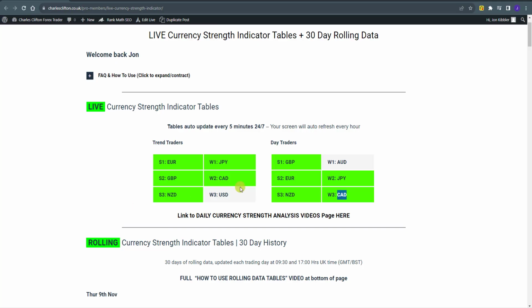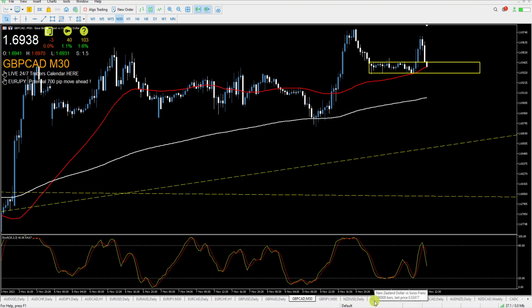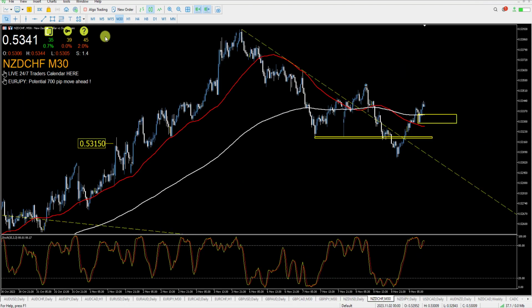Bringing back the tables, then we can see euro, yen, kiwi has come back. So kiwi being a bit of our nemesis at the moment, to be honest. We've been a little bit unfortunate with the trades that we've taken.